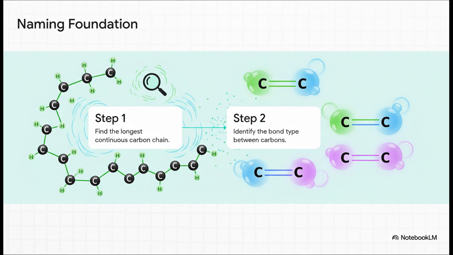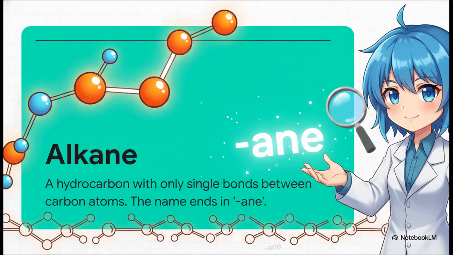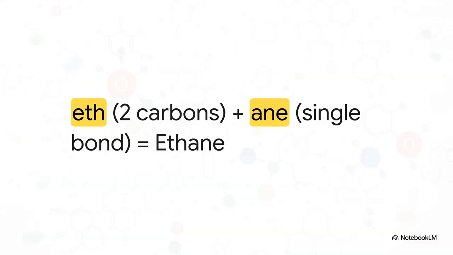Okay, every name starts with two simple steps. First step, find the longest chain of connected carbons. So this chain, it's got 2 carbons, and the root name for 2 is always eth. See those single bonds? That makes it an alkane. So we're going to end the name with -ane. Put them together and you get ethane. Easy, right? Okay, now let's make it more interesting.